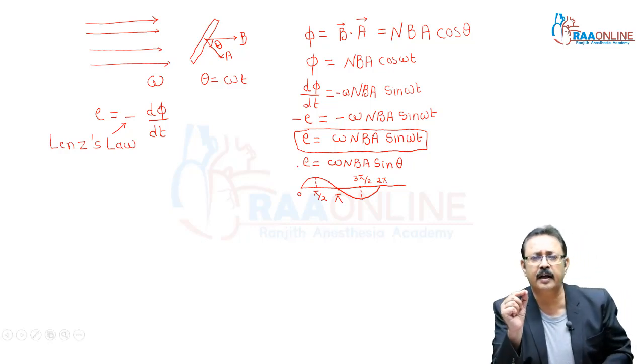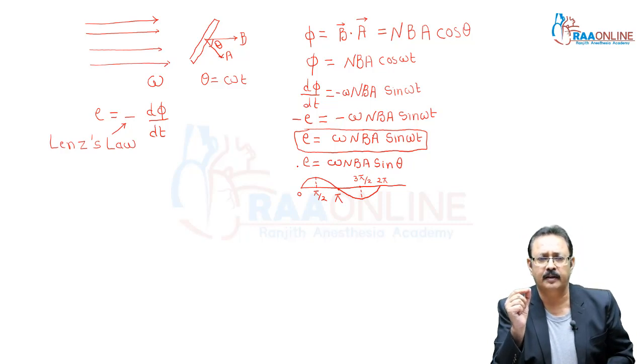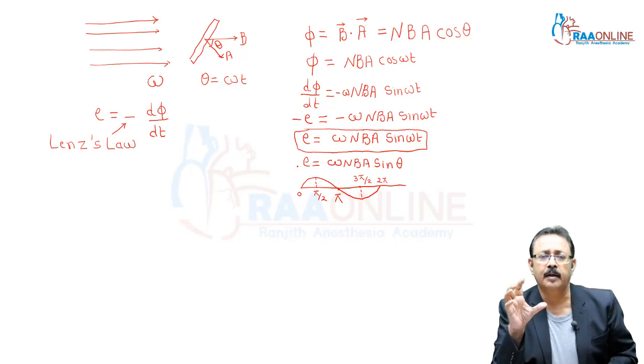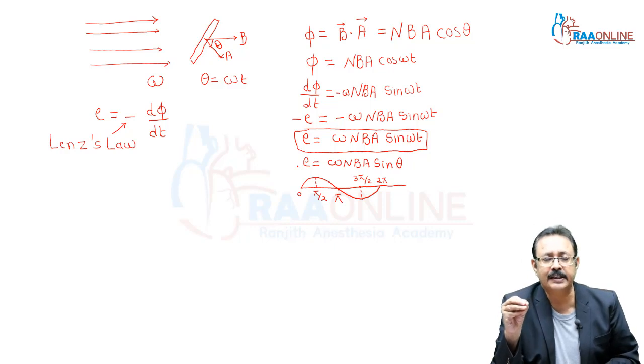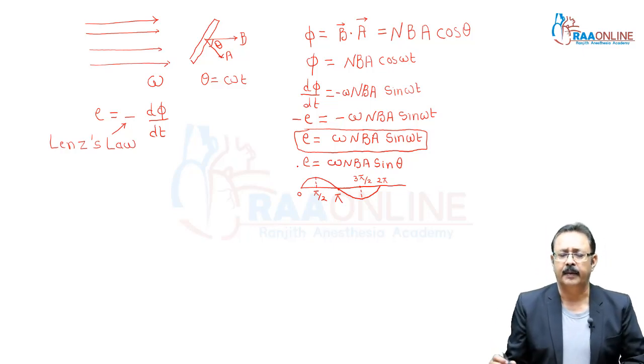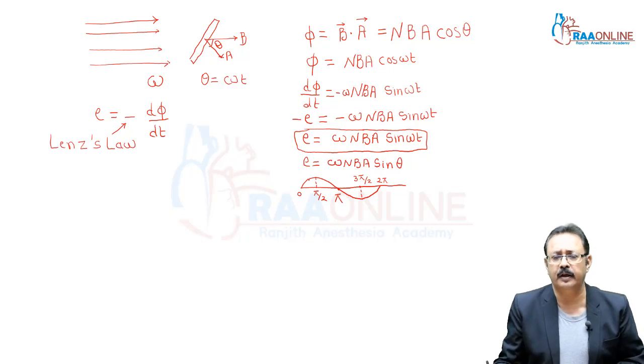It means whatever the frequency of your coil is, that should be the frequency of this induced EMF. If coil is completing 50 cycles in 1 second, EMF will also complete 50 cycles in 1 second. So frequency of induced EMF will match with the frequency of rotating coil. Getting my point? Now, the maximum value in positive direction is at pi by 2.